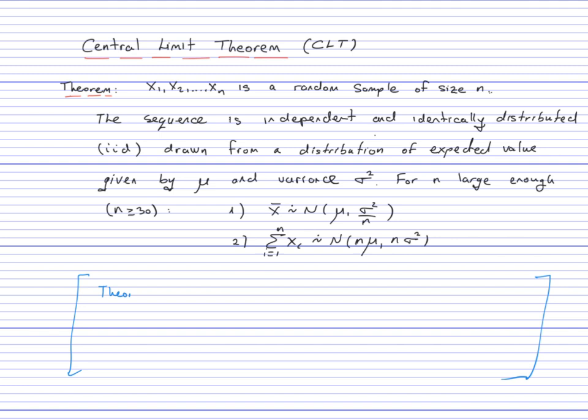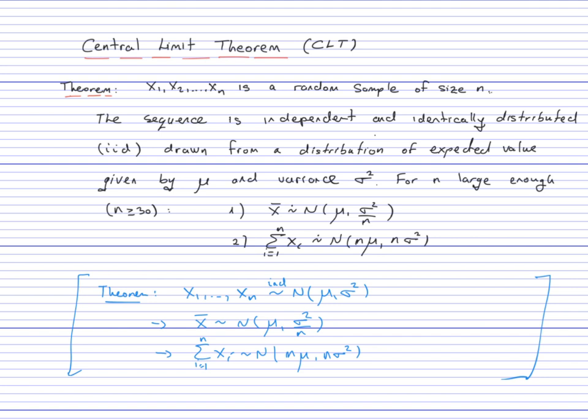Now, it's very important not to be confused with the theorem that we mentioned in the previous lecture. In the previous lecture, we mentioned the theorem that says that if we have a sequence of independent random variables, normally distributed with mu and sigma squared, then the average is normally distributed with mu and sigma squared over n, and also the sum of xi from 1 to n is normally distributed with n mu and n sigma squared. So it seems like the same theorem, but it's not the same theorem.